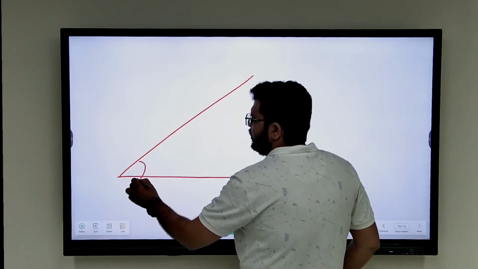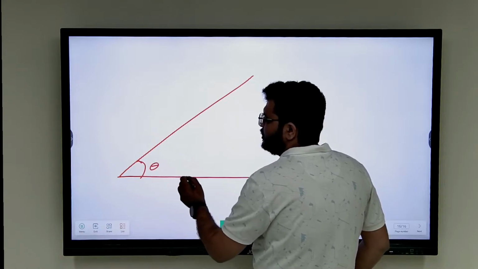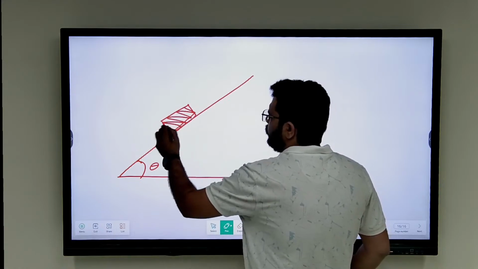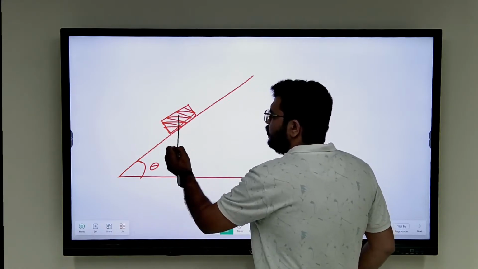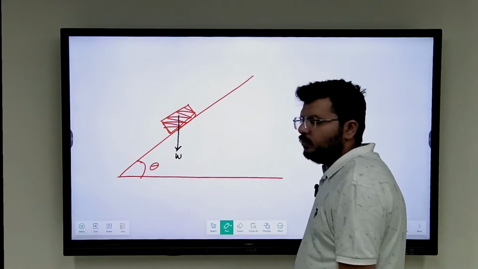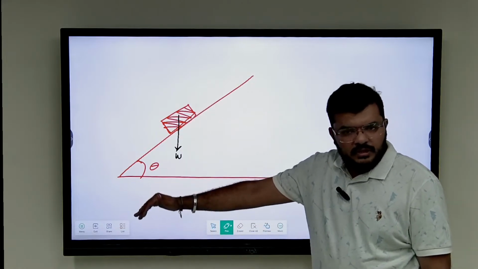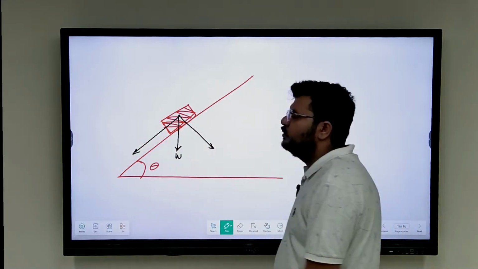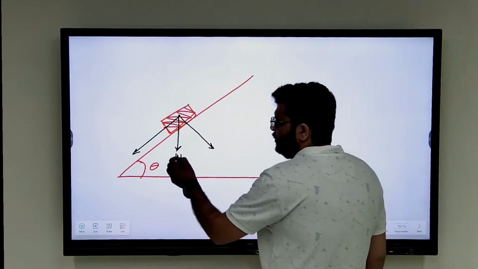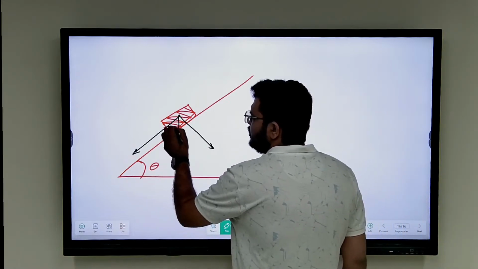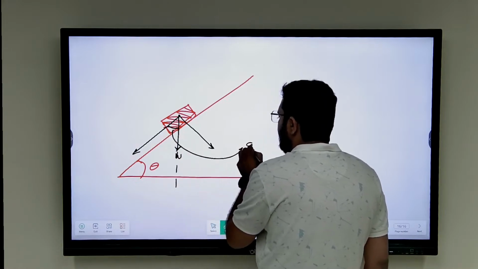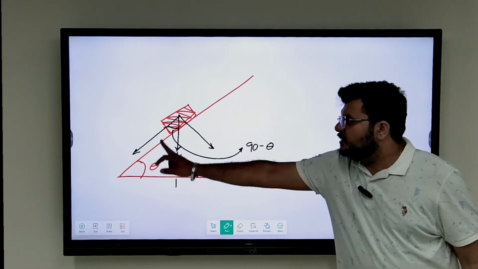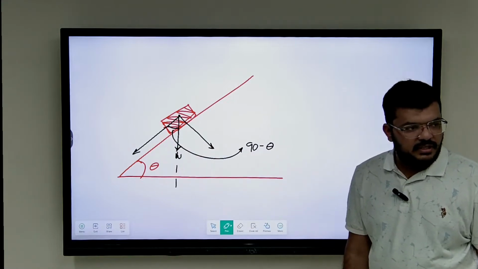So let's take an inclined plane. Let's say this is theta, and this is the box, a body whose weight will be W. Now only a part of this weight is going to make it go downwards, which is this force. If we resolve it like this, and if this makes a triangle, then this angle is actually 90 minus theta. If this is 90 and that is theta, this has to be 90 minus theta.